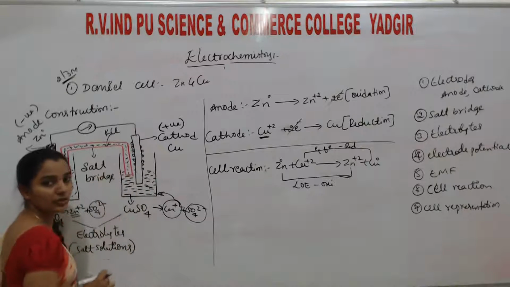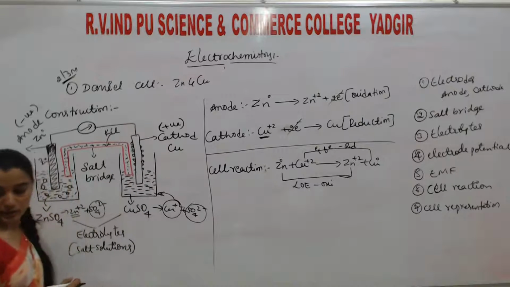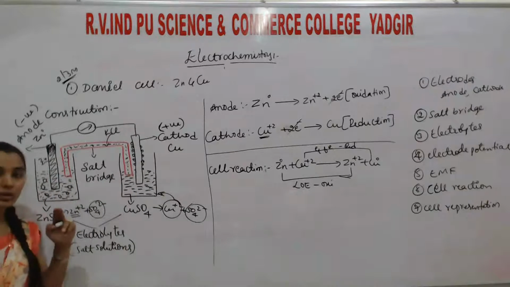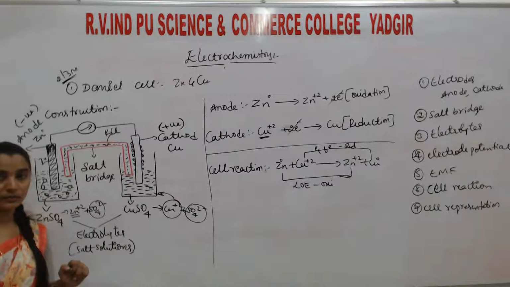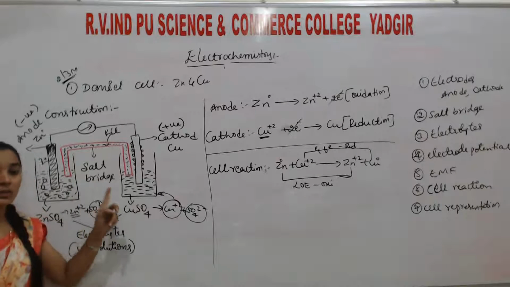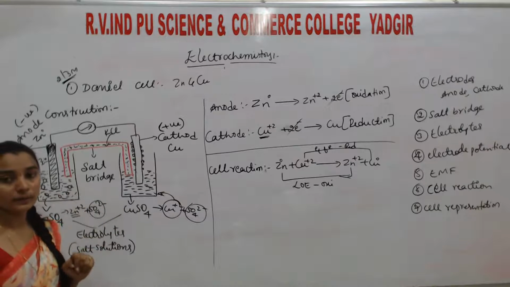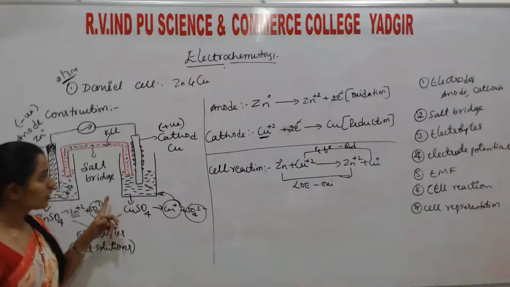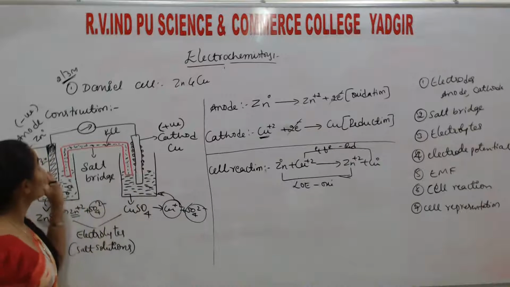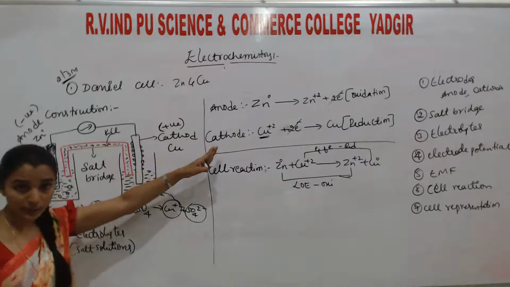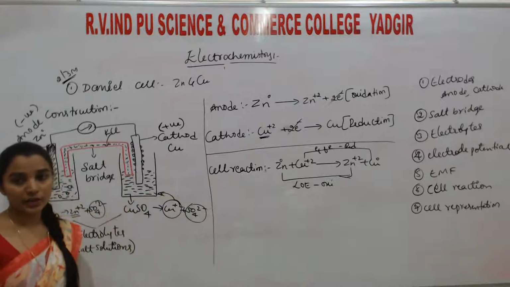Then the concentration at the cathode increases. Here the concentration at the anode decreases. Understand? This is the mechanism of the reaction, how it works. Understand, students? So this is all about the Daniell cell and its cell representation and overall cell reaction.